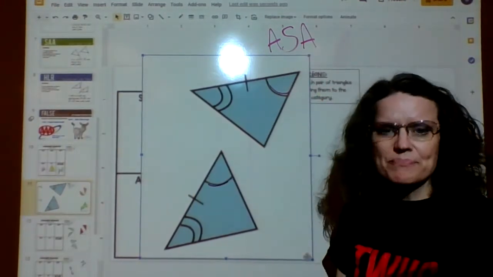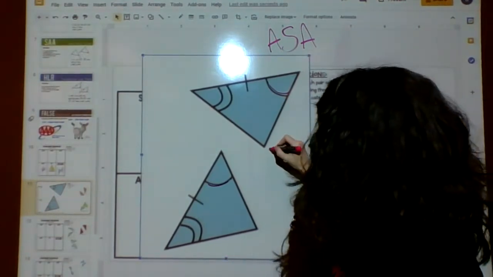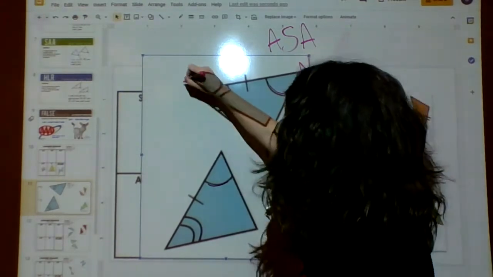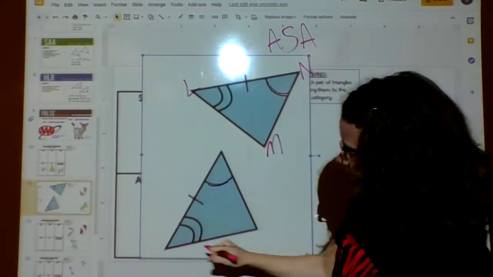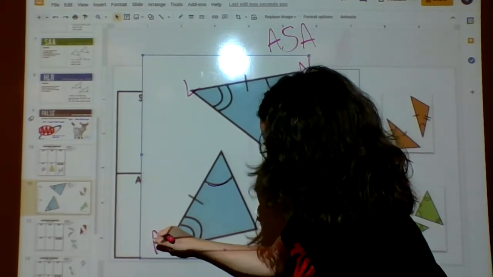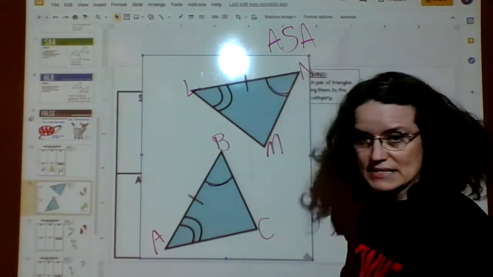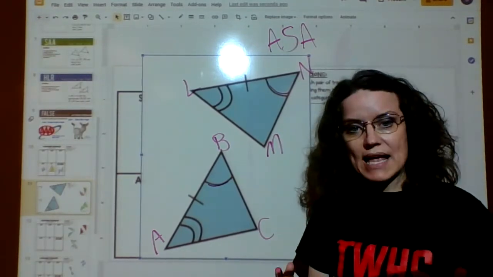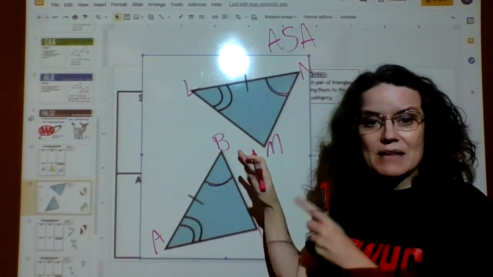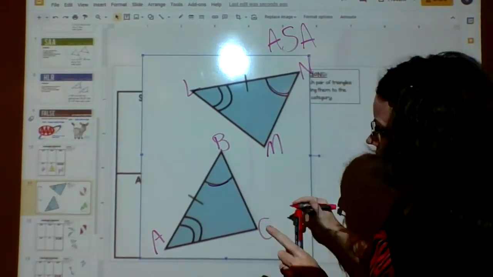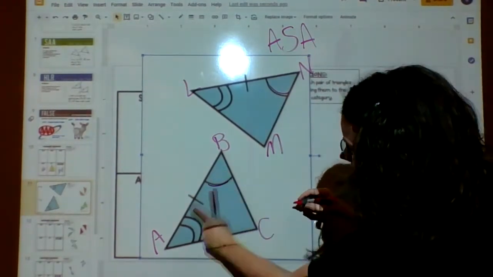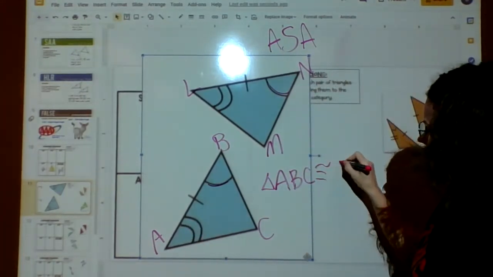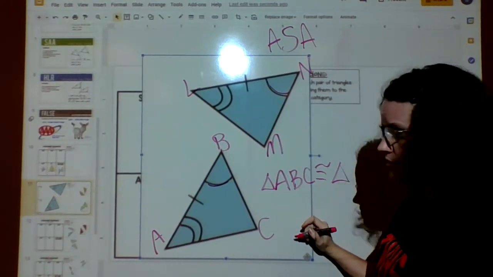Now just for giggles, let's name these guys. Let's say this one was M and N and L. And this guy is A and B and C. Now if you said these triangles were congruent, the way you would say that would be by naming the triangles and making sure you put the stuff in the right order. So if I started with A on this one and named it triangle ABC, to say it's congruent to the other triangle, I have to match up the right pieces.